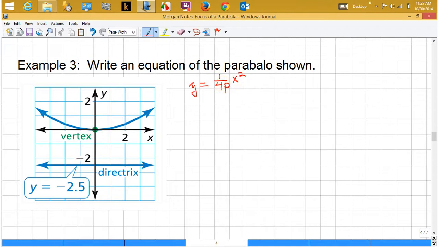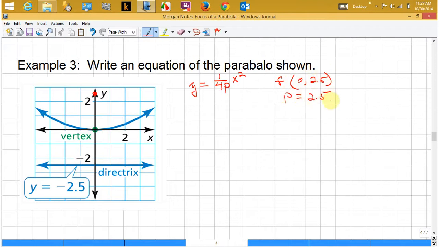Let's find p. Okay, so let's look at what we have. The vertex should be at 0, 0. The directrix is at a negative 2.5. Okay, so that means that the focus would actually be 2.5 on the other side. So my focus would be equal to 0, 2.5, and p would be equal to 2.5.